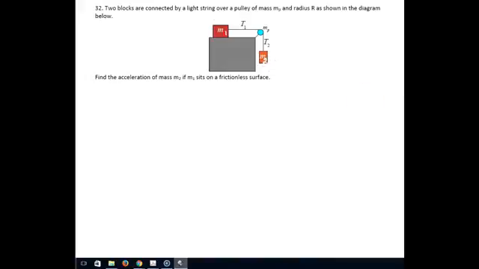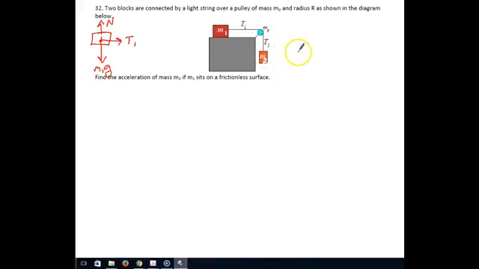That will make it make a lot more sense. If we left them the other way, it'd be a little bit more difficult to keep track of all our numbers. So let's start by doing a box for M1. Straight down is M1G. Going up for this one is the normal force, since there's a surface here, contact force. And then going to the right is tension number 1.